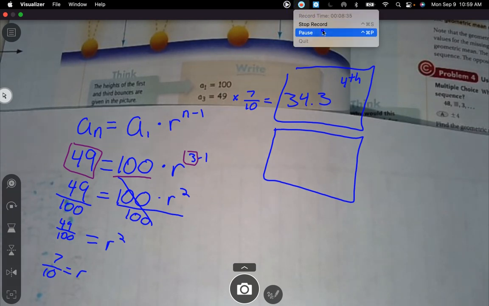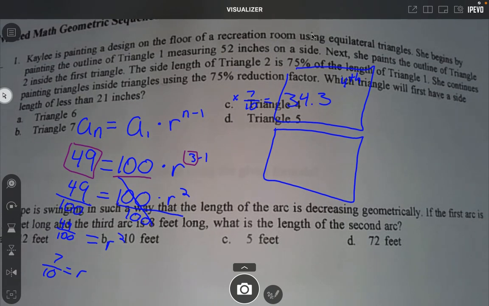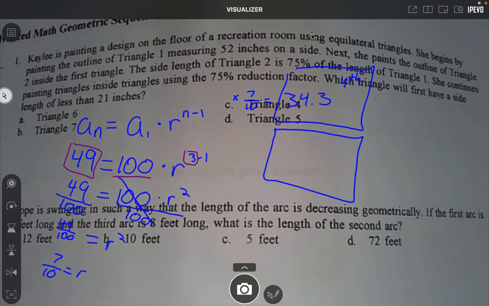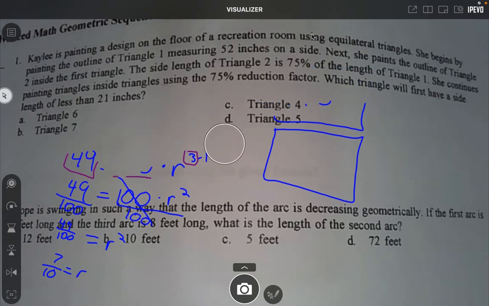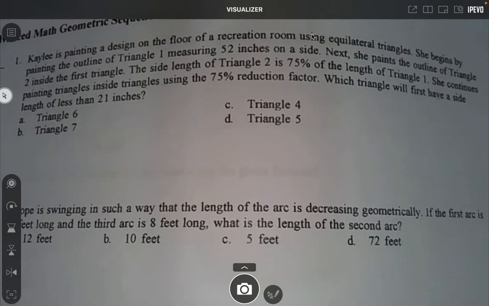Okay, let me pause it. All right. So on this one, y'all see I told you the word problems on here are not as bad as the ones in the book. I didn't like the one I did in the book. But here we go. This one is like one we already have. And luckily this one, they tell us the whole 75% thing. Let's just start with our first number. Triangle 1 measuring 52 inches on a side. So I'm going to write that down. Is everybody good with that?